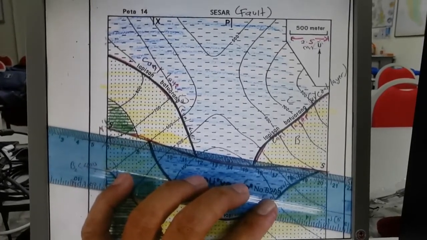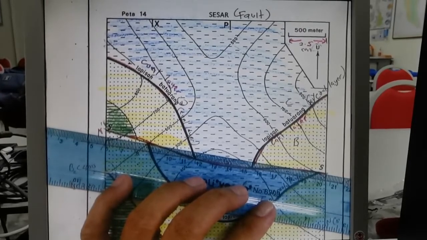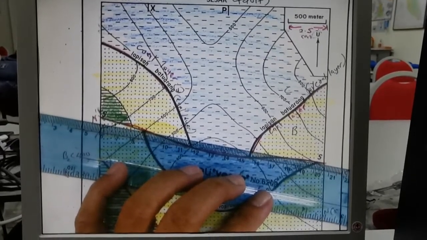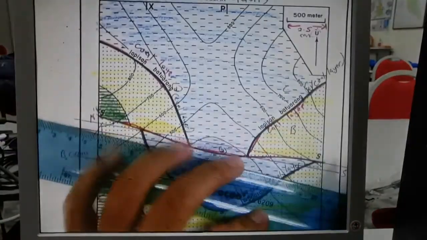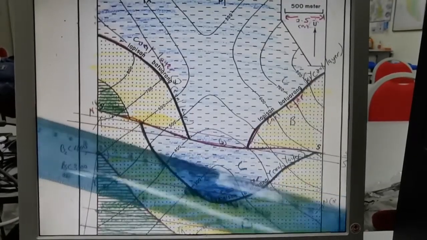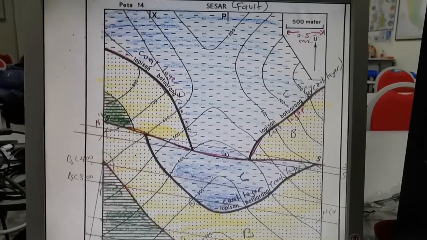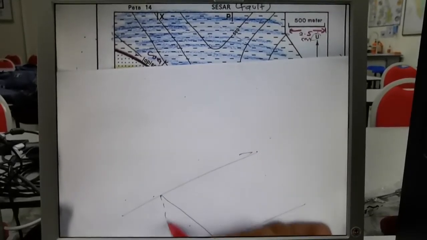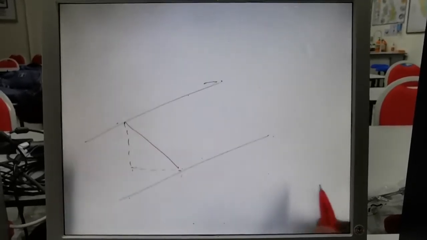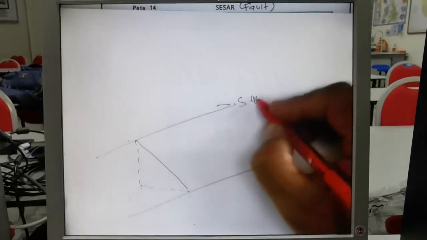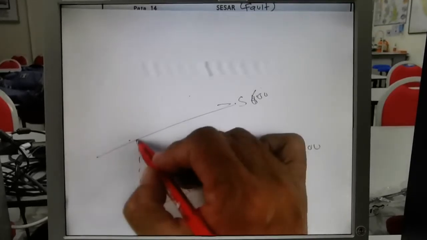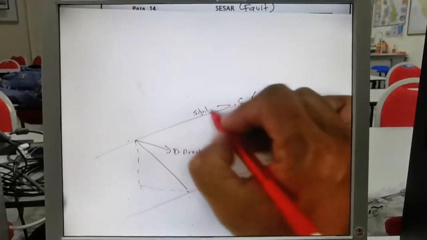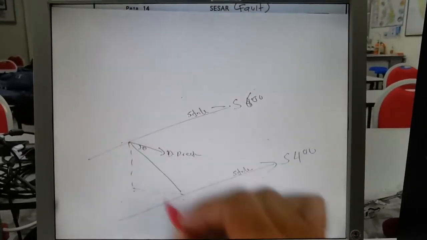So make it like this. If you make it parallel, okay, 600 is the boundary line. This is S 600. Sorry, this is our S 400, and this one is 600. This is our dip direction. So strike, so this is your angle. Similar to this.